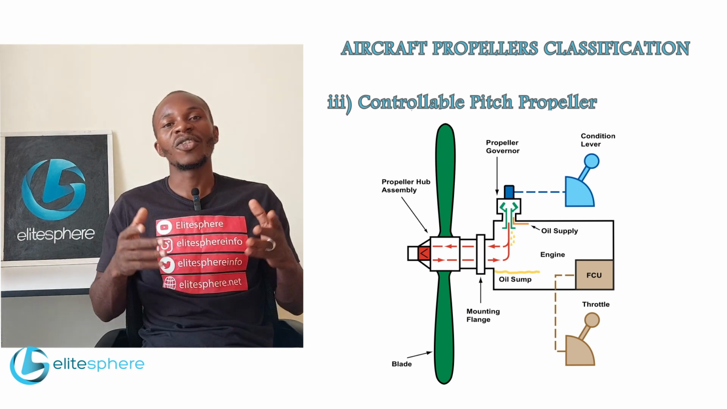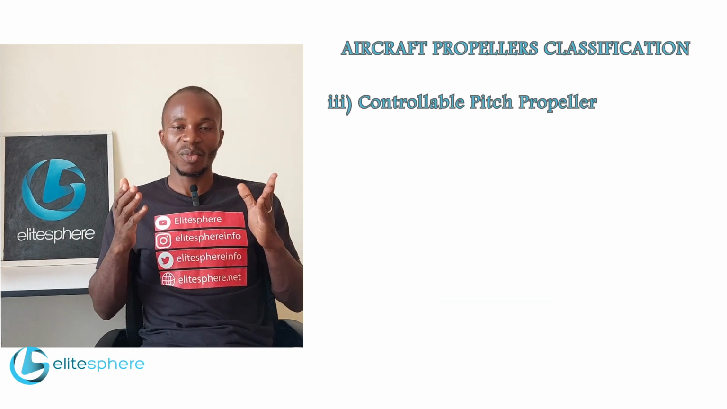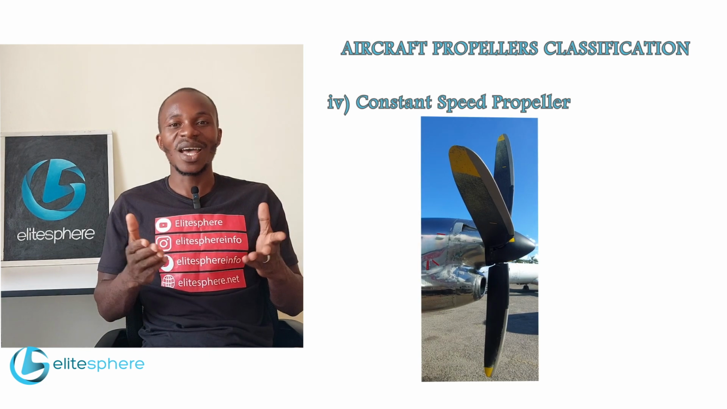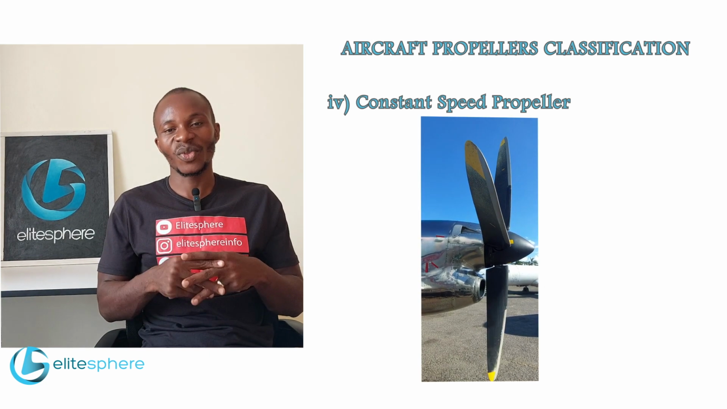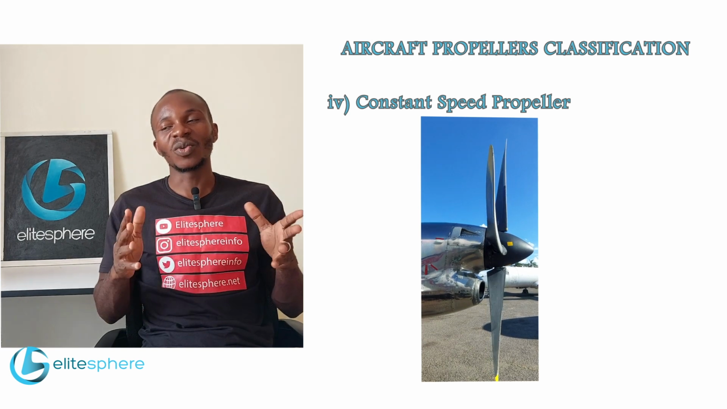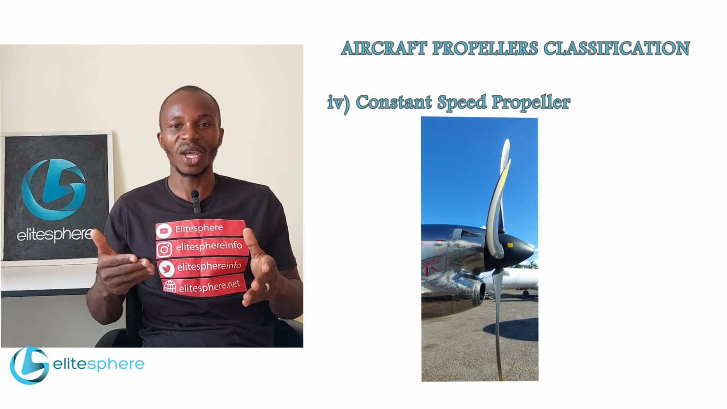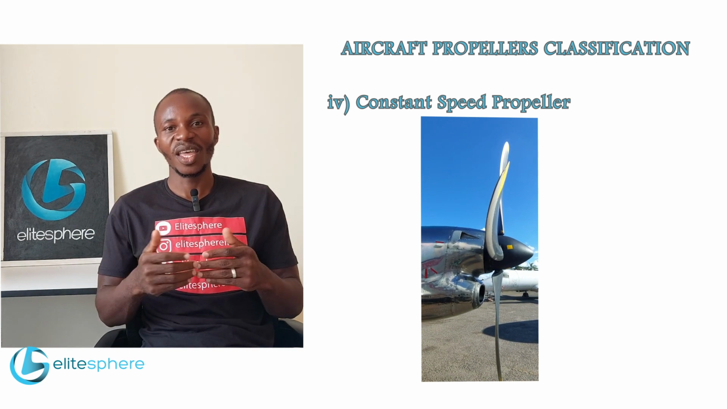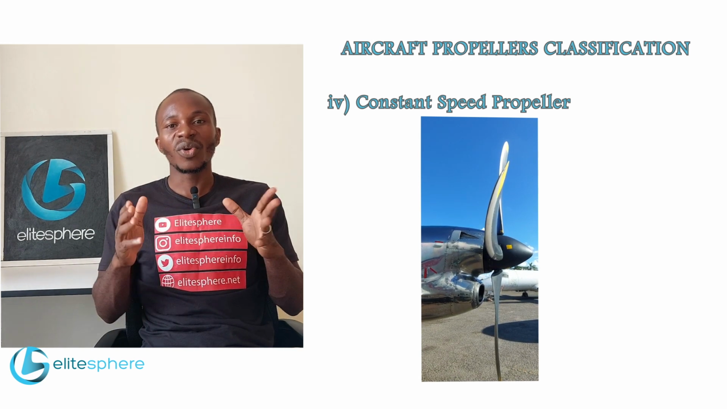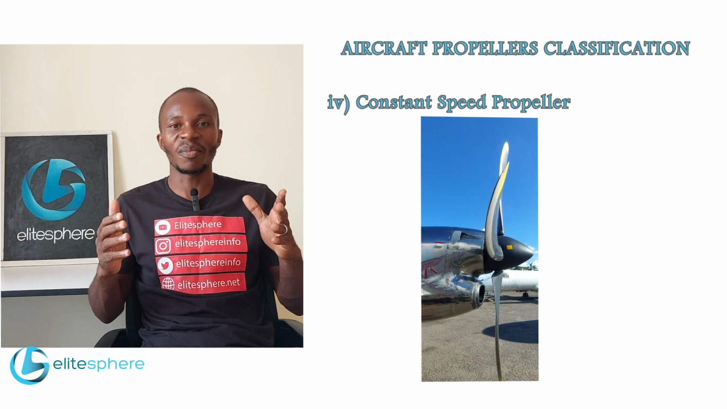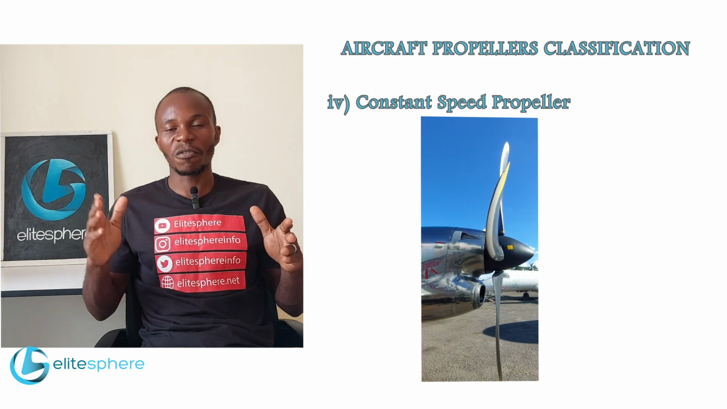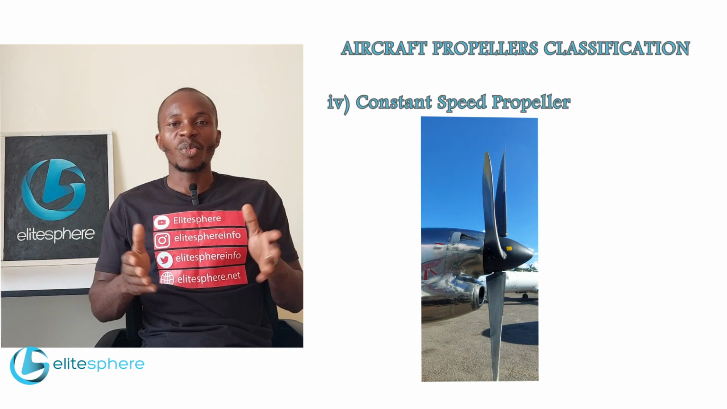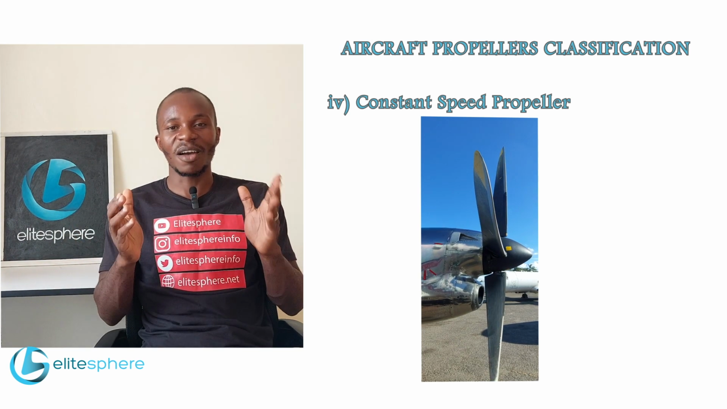Finally, we have the constant speed propeller. This is an automatic propeller. The blade angle and the blade pitch can be varied without an input from the pilot. This is done also to increase efficiency, and this is purely done by the propeller system independent of the action of the pilot. This propeller has a governor.